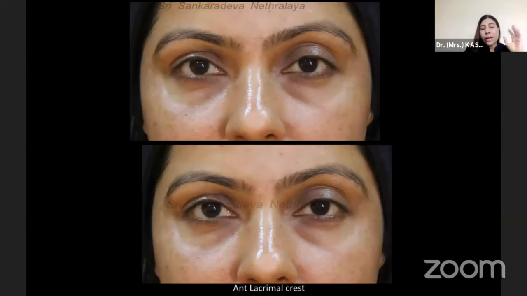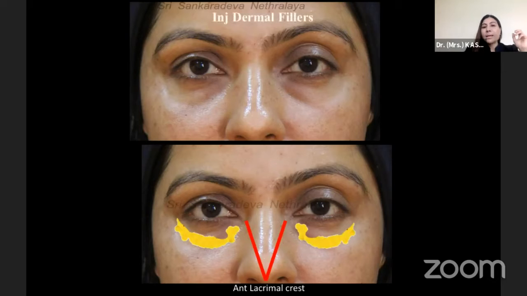But if you have a young lady like this, who has got both the hills and valley, a little bit of fat prolapse and a very prominent tear trough, you need to assess whether you would like to do surgery or an injection filler. So if all the orbital fat lies below or behind the anterior lacrimal crest plane, then this is an indication for dermal fillers.